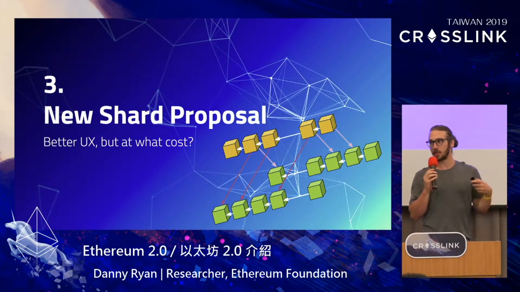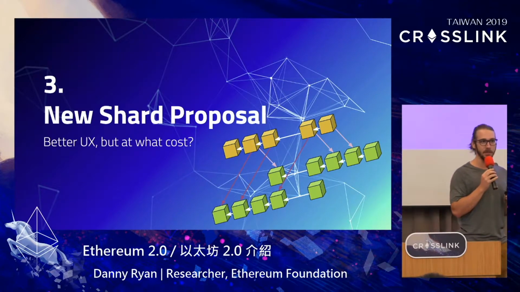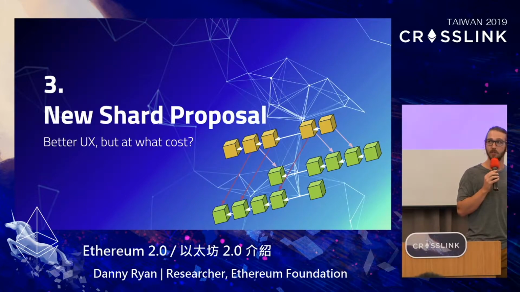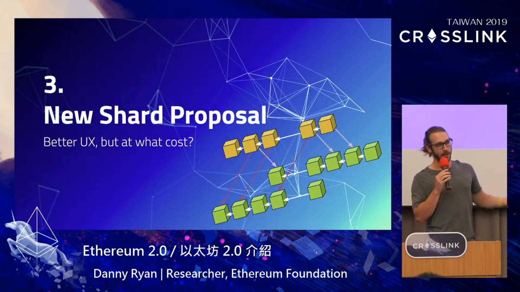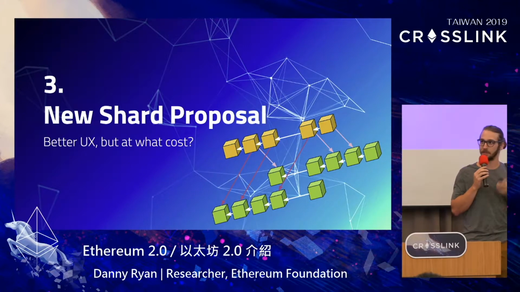But I want to talk to you now about this other thing that's coming up on the roadmap and has been a big point of discussion in the past, really just three or 4 weeks. And it's this new shard proposal. One of the main benefits is it's a better UX, but at what cost?